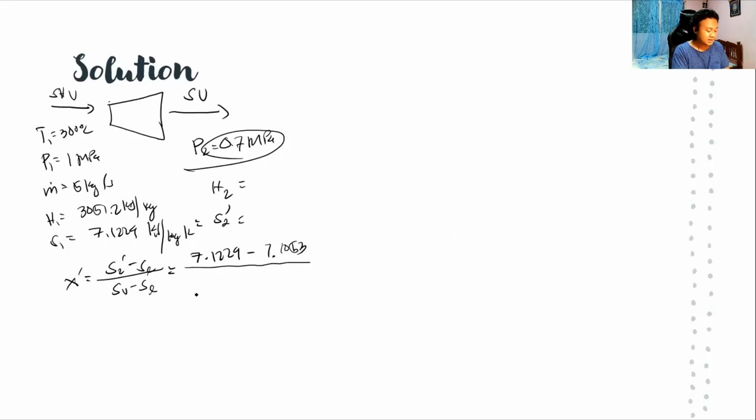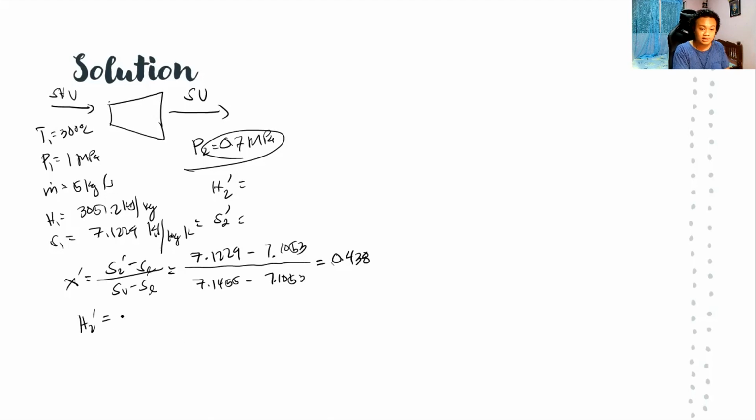Then SV is equal to 1455, 7.1053. Then get the quotient. You have 0.438. Okay, and then you have to find the isentropic enthalpy, which is H2, using our isentropic quality.